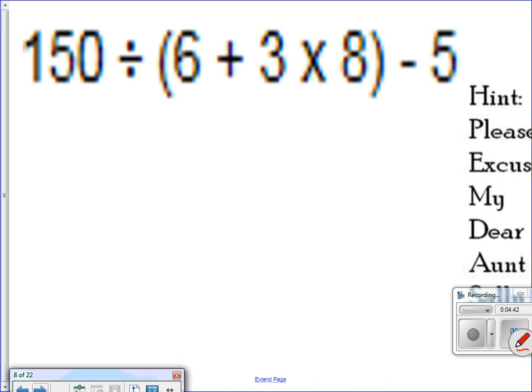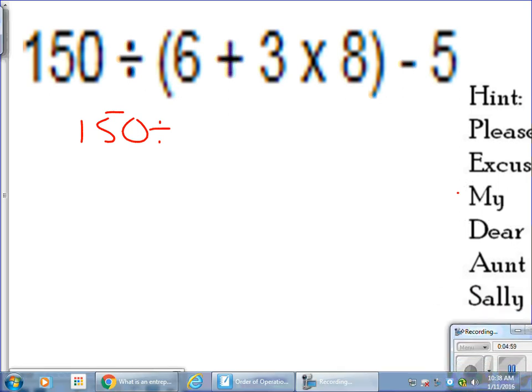Whatever happens in the parentheses first. So this one's kind of interesting. So I have 150 divided by... So in the parentheses here, looks like I have to do the order of operations within the parentheses, which means I have to multiply before I can add, right, kids?